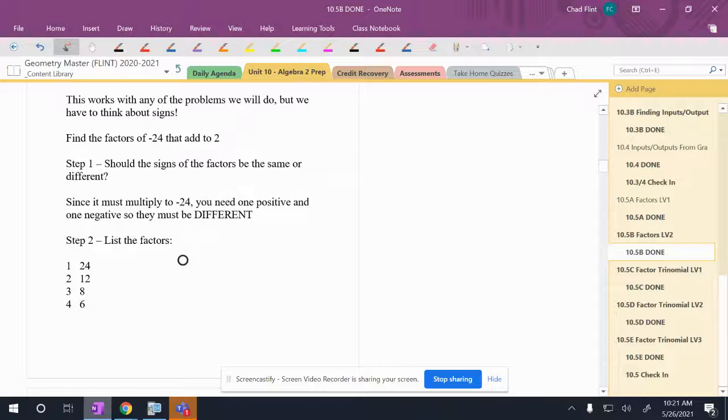So now this is where it gets trickier. All right, so it says find the factors of negative 24 that add up to 2. All right, so I'm still looking for factors of 24, but now it's negative. Okay, so that's going to change what's happening with the signs of my factors, and that's the part that I really want you to think about.